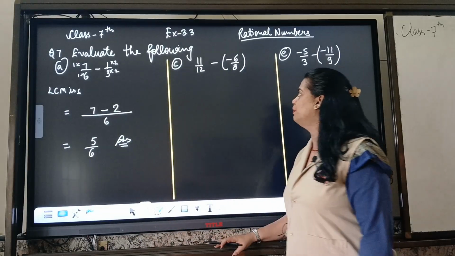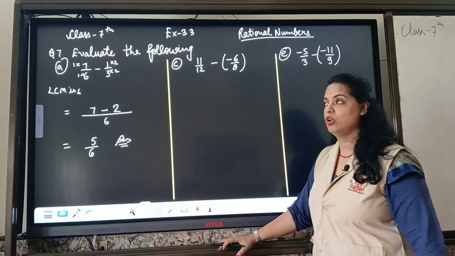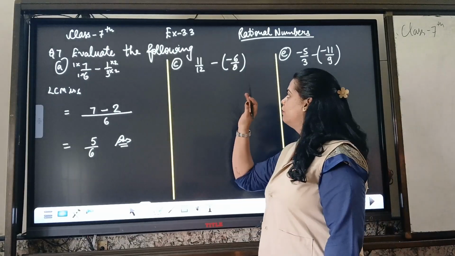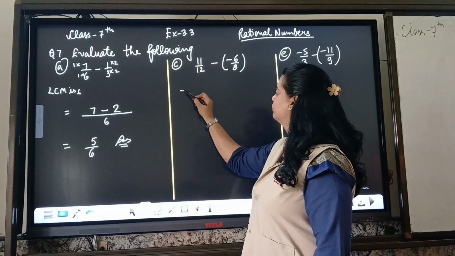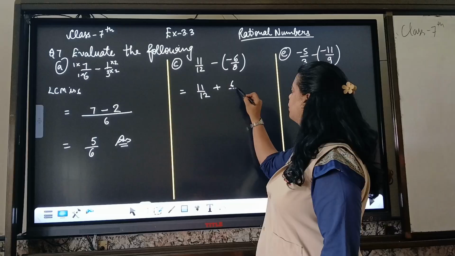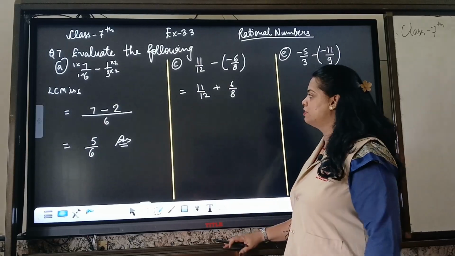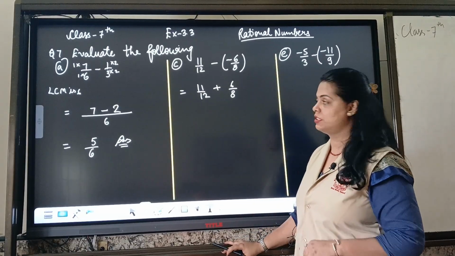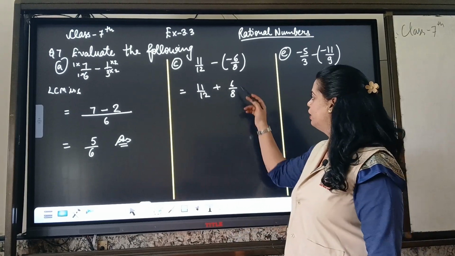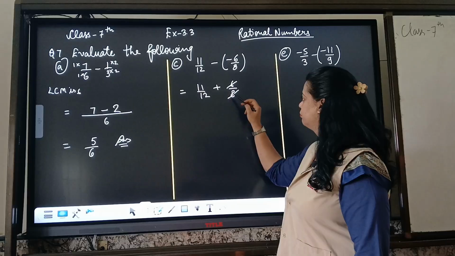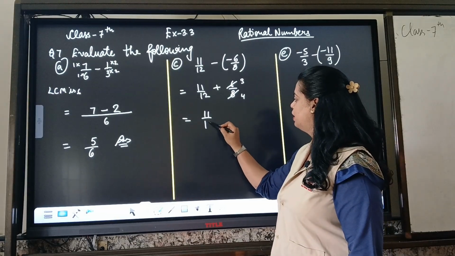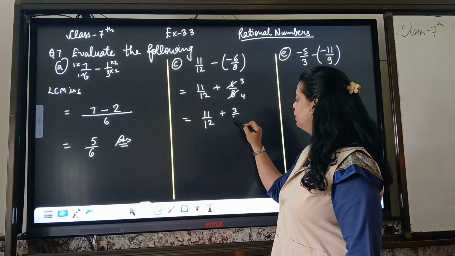Now in the C part we have a subtraction operation, but one of them is a positive and the other is a negative rational number. First we will handle their sign. It is 11 by 12 plus 6 upon 8. Children, it is your choice. If you wish to, you can reduce this term. Both are numbers of the table of 2, so if you take the table of 2, you can cut them. It is 2 3s and 2 4s. So our number will be 11 by 12 plus 3 by 4.